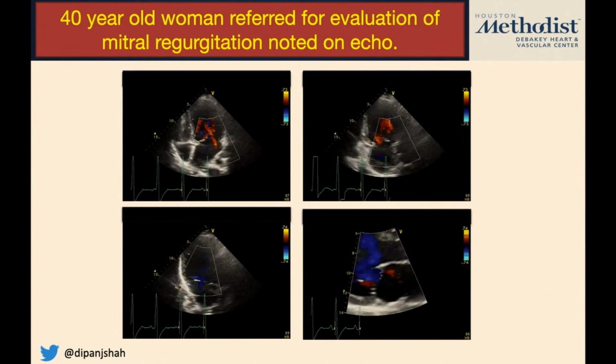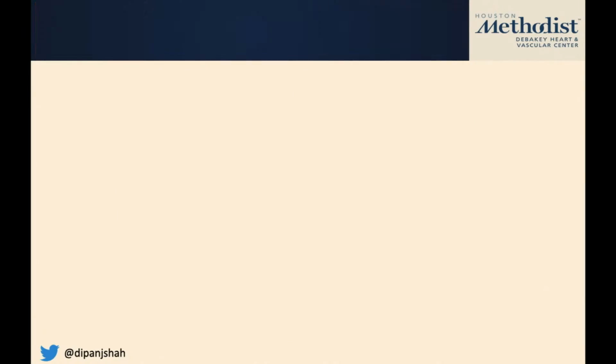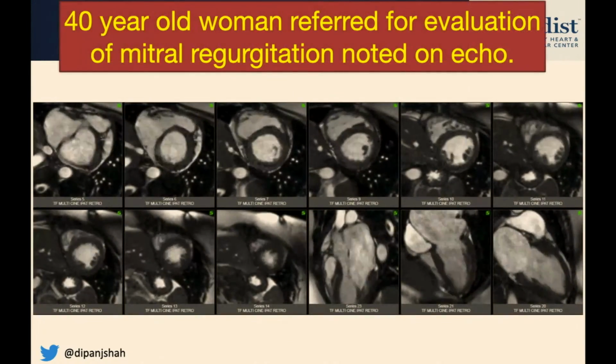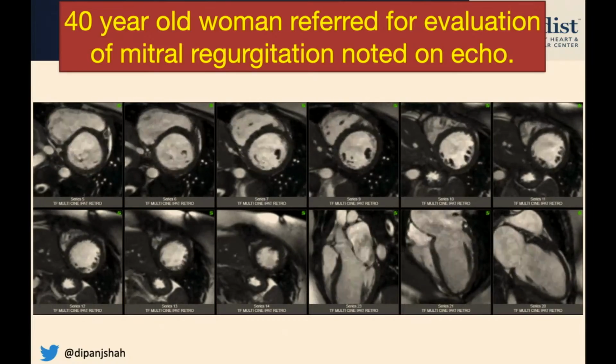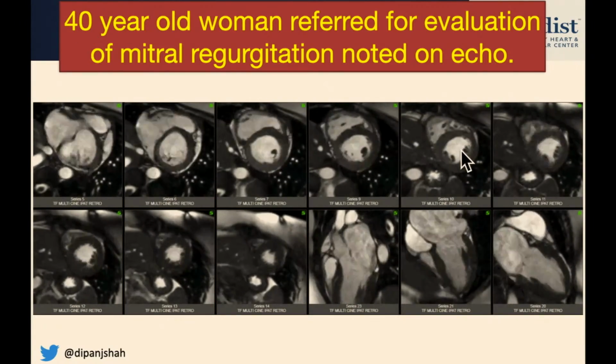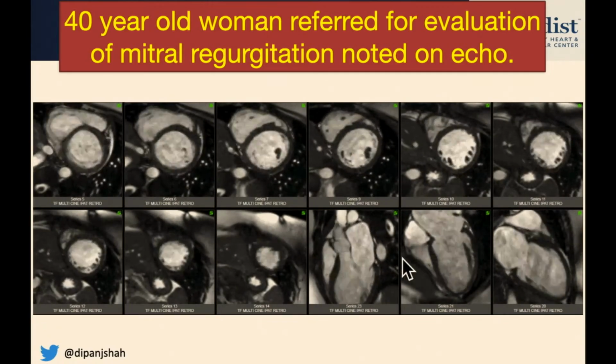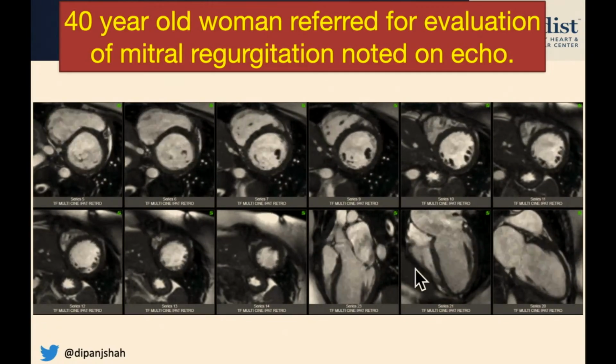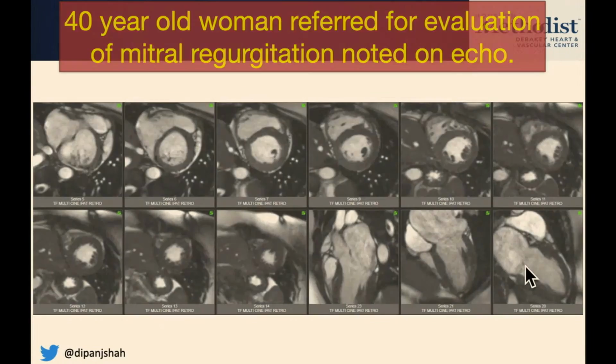So this is an example of the case. A 40-year-old with a very eccentric mitral regurgitation jet, referred to the CMR lab for assessment of this. And obviously, first line, we're going to get a set of the short axis cine images and the standard long axis views, the 3-chamber, the 4-chamber, and the 2-chamber view.